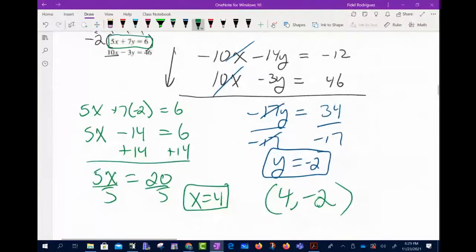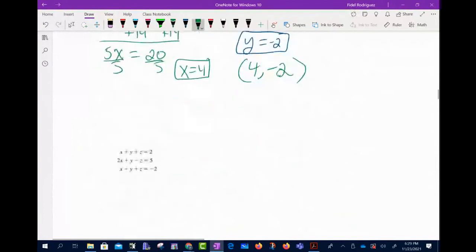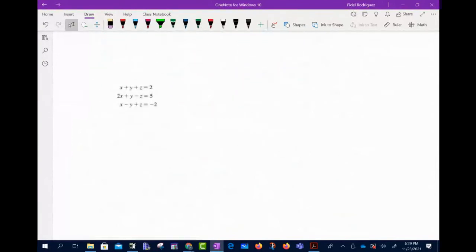So again, that's all we're really doing here in 5.1. Let's see. Let's go ahead and take a look at this next problem. Again, we're going to use the same sort of steps we've been using before.